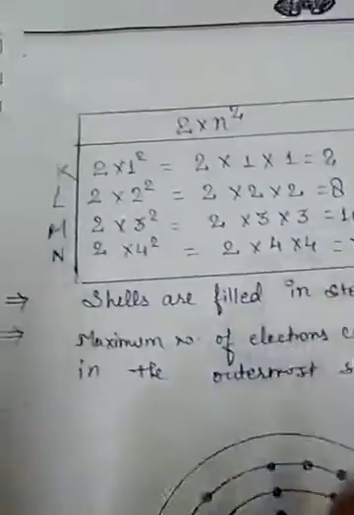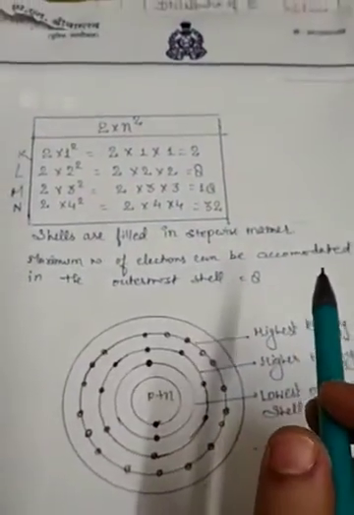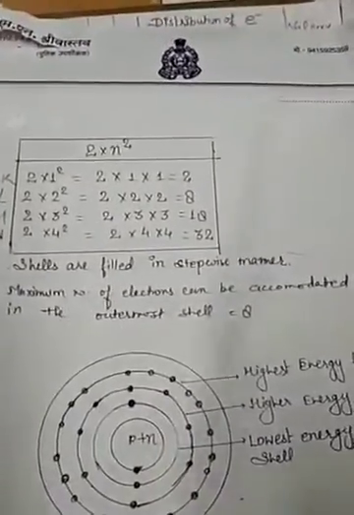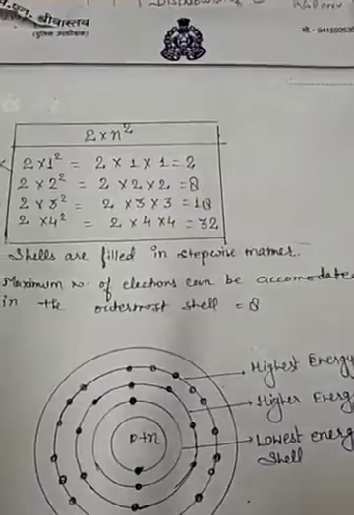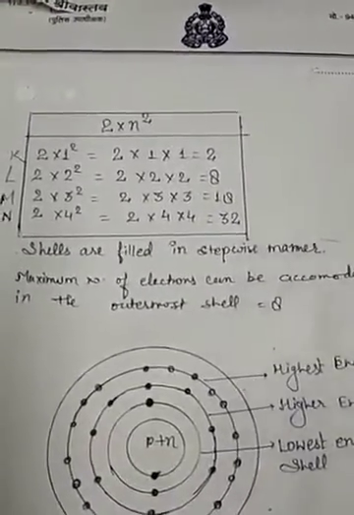And the second rule is that the maximum number of electrons that can be accommodated in the outermost shell is 8. In the outermost shell we can have 8 electrons or fewer than 8 electrons, but we can't put more than 8 electrons in the outermost shell.